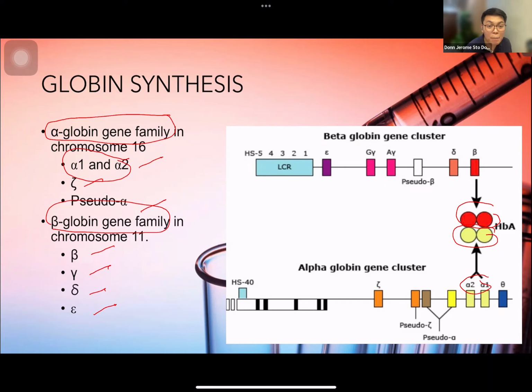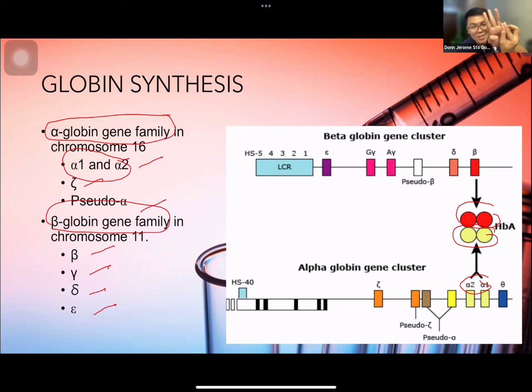We have a pair, right? A pair of chromosome 16. So in one pair, you have 2 alpha chain genes. In the other pair, or its partner, also has 2 alpha chain, 2 alleles for alpha chain. So how many alleles in total will produce alpha chains? 4. Okay. This is the reason why alpha thalassemia would have 4 classes.